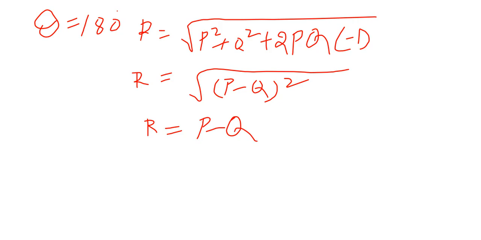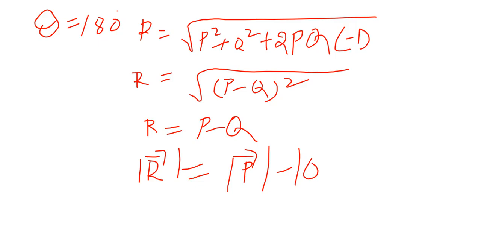When theta is 180 degrees, modulus of R is equal to modulus of P bar minus modulus of Q bar, and P is greater than Q. This is the other condition.